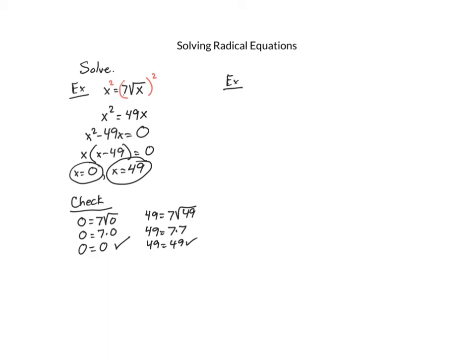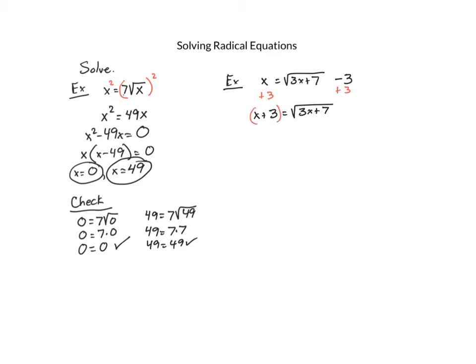The example will be x equals the square root of 3x plus 7 minus 3. Now the term that has the radical in it is not by itself. It has that minus 3 there. So I'm going to add 3 to both sides. So on the left-hand side, we have x plus 3. On the right-hand side, we have the square root of 3x plus 7. And now we can square both sides.